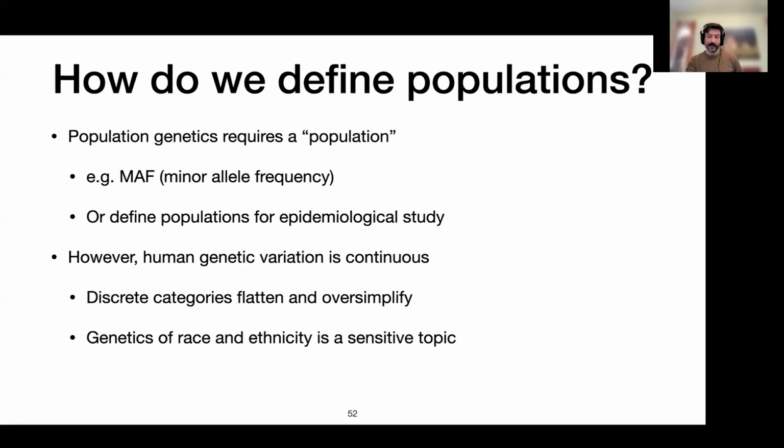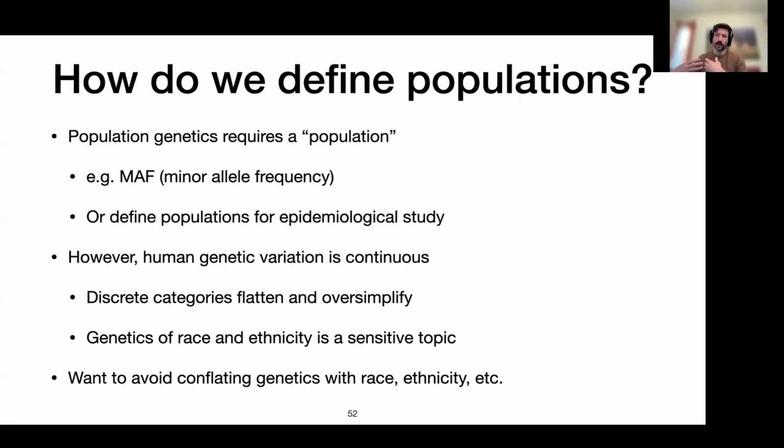And the genetics of race and ethnicity, this is a sensitive topic, and rightfully so. If you read the history of science, in particular statistics or genetics in the last 150 years, the shadow of eugenics is very long. One of the things that we want to do is to avoid conflating genetics with concepts like race and ethnicity, which are basically social ideas.